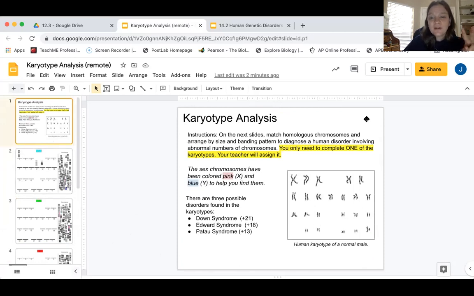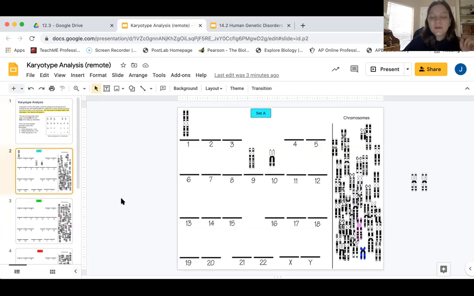I think I've allotted 2 days for you to do that. And if you need more, you can take more. Okay. So that's what you're doing, matching up the pairs, and then putting them in order, figuring out where they should all go and what disorder that individual might have. Okay. I think that's everything for chapter 14, lesson 2, and for your lab.